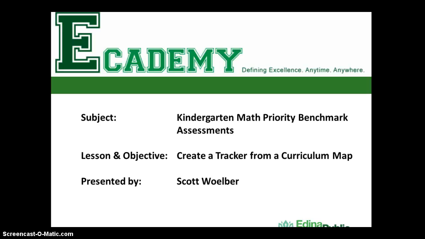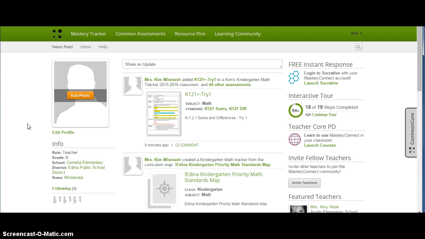Hi, this is Scott Wolber, and this screencast demonstrates how to create a tracker from the Kindergarten Math Priority Benchmark Assessments curriculum map. The first thing you do is log into Mastery Connect. This is an example of a home page. You want to go to the Mastery Tracker menu.